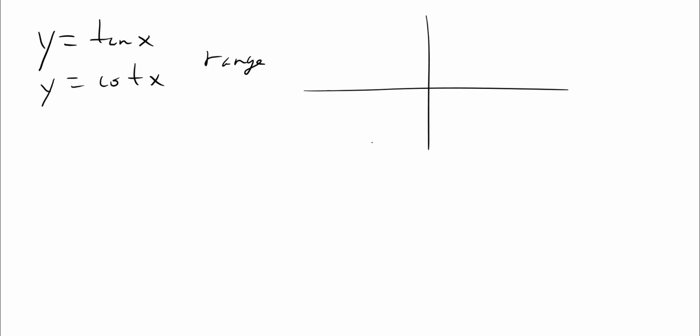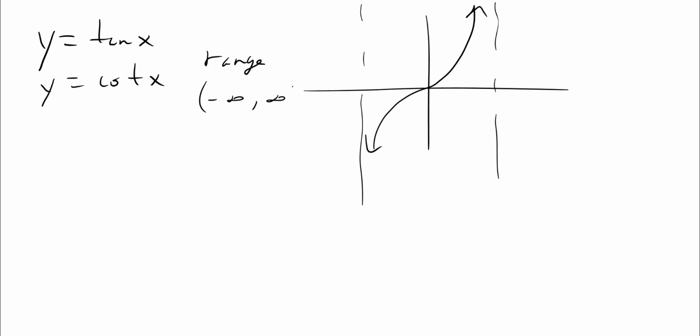So here was tangent. Okay, here are your asymptotes here. Well, what's range? Range is always negative infinity to positive infinity. Always, always, always. Okay, because it goes as high and as low. Okay, that's the range. Always, always, always. It doesn't matter what kind of tangent or cotangent function. And when we talk about domain, it's the same thing as cosecant and secant. You got to look at the asymptotes.